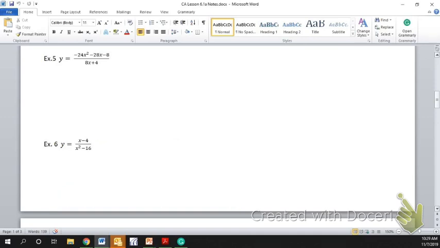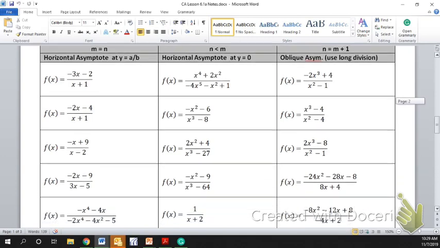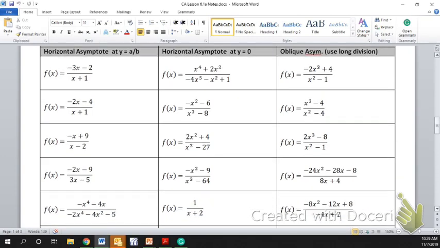Okay, so now we're ready to talk about horizontal asymptotes. I kind of have a chart for you there. Let's stay on this one, okay? Basically everything that's on this chart I have on a sheet, and I'm going to pass those out, and you're going to decide where the asymptote is.